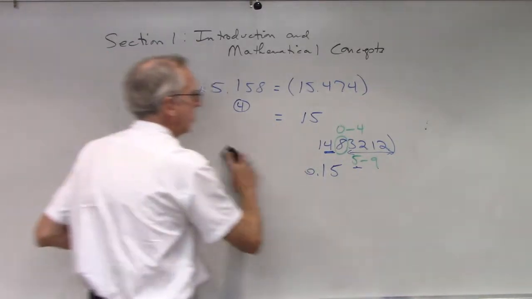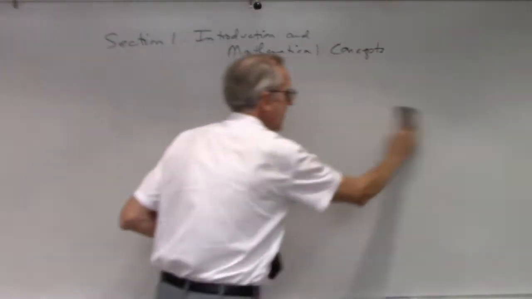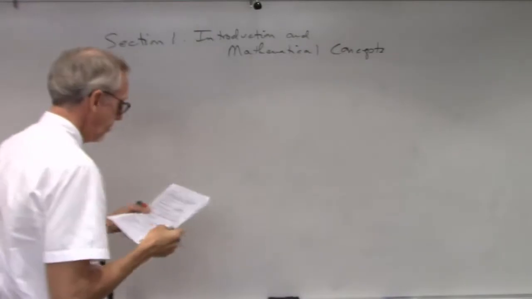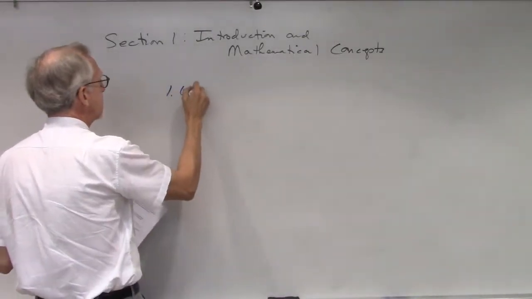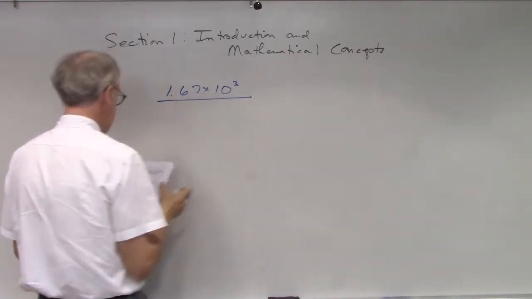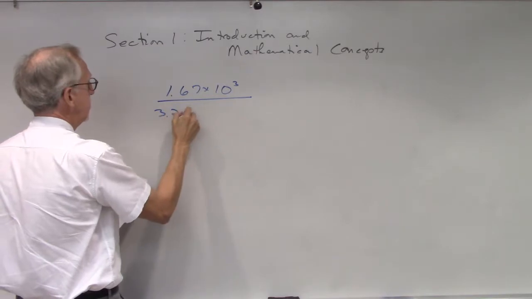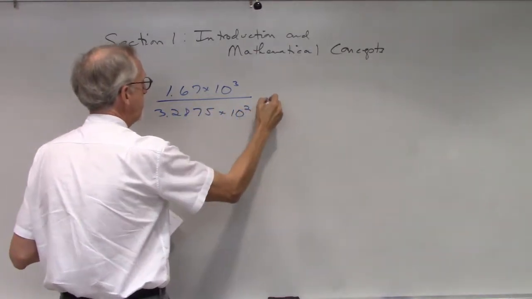Now division works exactly the same way. If you are dividing numbers, just count up the number of significant figures. So, for example, I'll write this one in scientific notation. Let's say we have 1.67 times 10 to the 3, and divide that by 3.2875 times 10 to the 2.